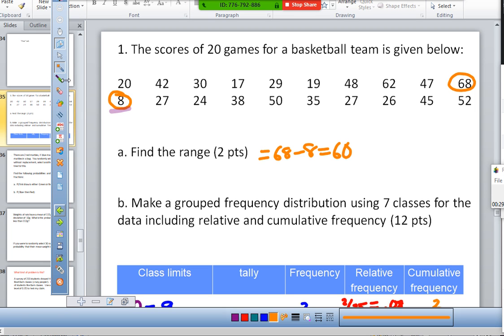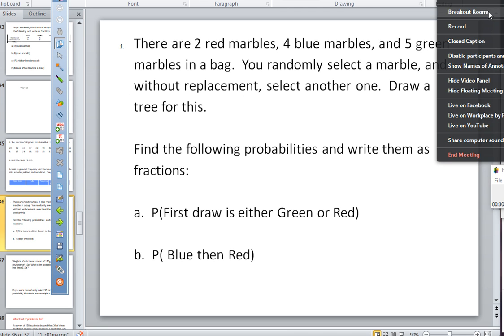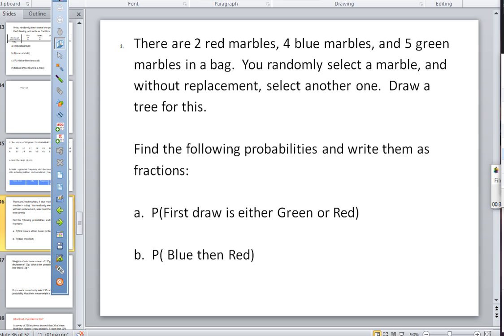And then we should look at this one. So everybody take a picture of this. I'm going to put you in a room for 4 minutes and let you work on this one. So 4 minutes. Take a picture and go.